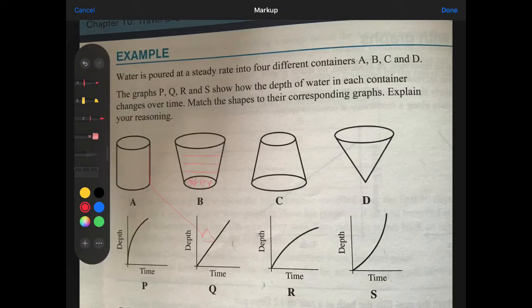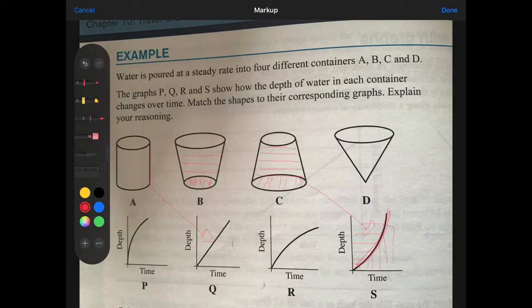In C, if you think about it, as I pour water in, at first the water is going to rise very slowly because there's a lot to fill in, but as the base of the container is getting smaller, the water is going to be rising up quicker. So the depth of the water is going to be increasing quicker. So C is going to go with S, isn't it? The amount of water at first is increasing slowly, and then it's increasing more and more because the gradient of the line is getting steeper over time, isn't it? So that goes with that.